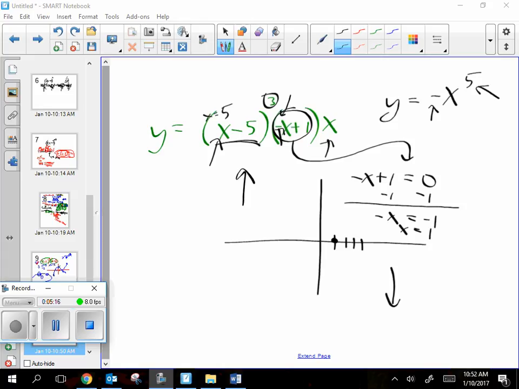So 1, 2, 3, 1, 2, 3, 4, 5. There we go. There's the other one. And now, is there any bouncing happening? Well, no bouncing. This is a power of 1. This is a power of 1. That's a power of 3. Do you remember the snake? The power of 3 is the snake.